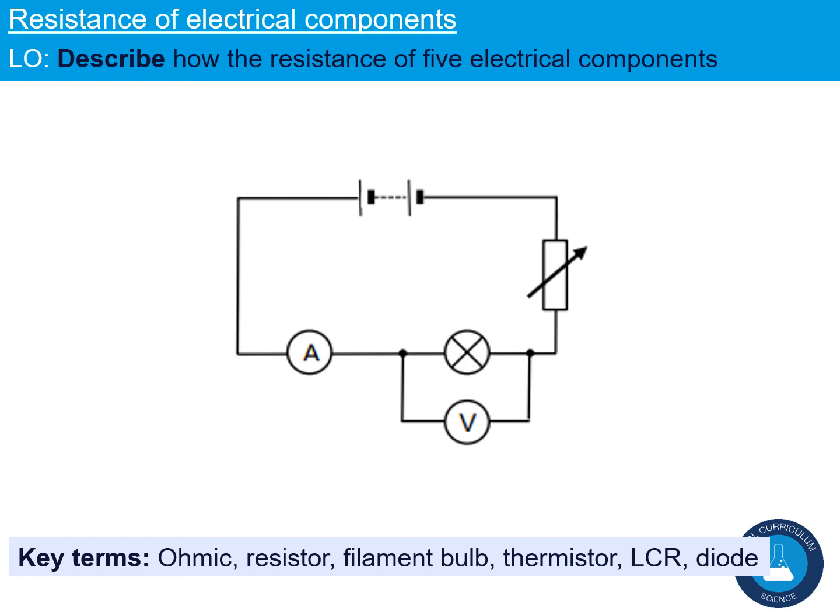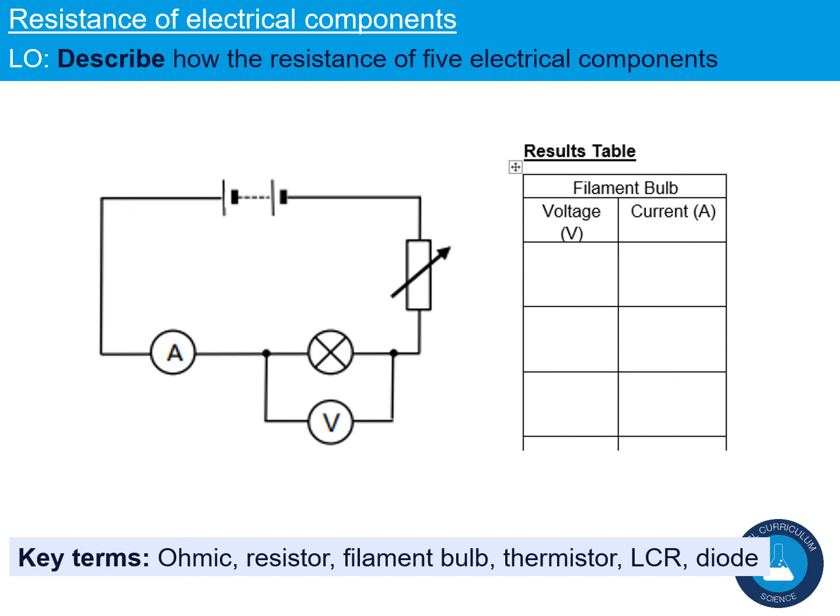So what we would do is we would take a series of readings. We would initially set it up so that the current was 0, and we would take the reading on the ammeter and the voltmeter. We would then change the value on our variable resistor, which would change the current and therefore change the potential difference across our lamp, and we would write that into our table.